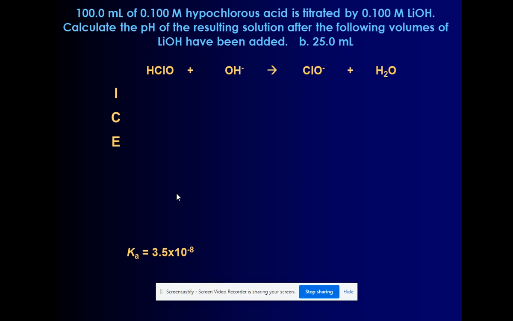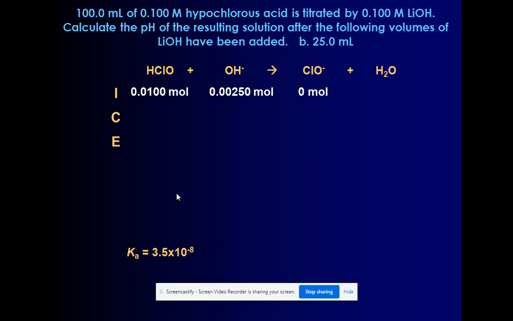To determine how much we're consuming, we need to use our moles. So if we look at 100 mils of 0.1 molar hypochlorous acid, that means that we're going to have 0.0100 moles of HClO. And if we look at the lithium hydroxide, there's 1 OH present. We would take 25 mils, convert it to liters, 0.0250, and then multiply it by the 0.100 molar LiOH to get 0.00250 moles of hydroxide ions. And again, we don't have any of the hypochlorite present initially.